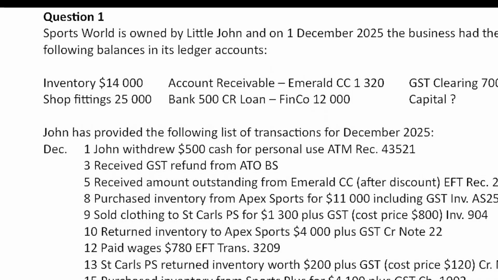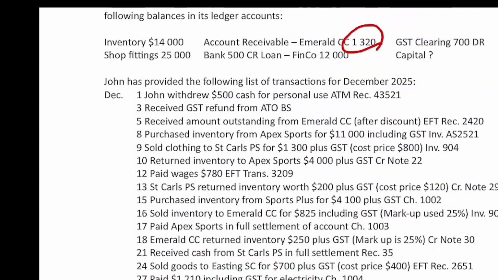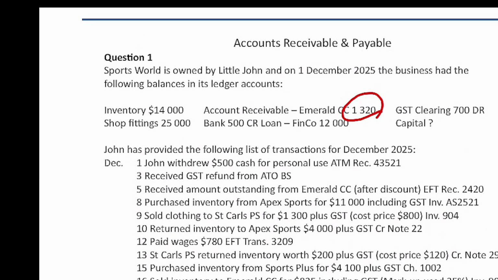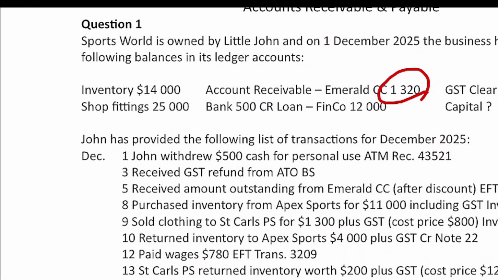So what is the double entry? How much is the amount owing from Emerald CC? 1320. Is there any discount for them? There is, but this is after discount, right? After discount. How do we know? It says after discount. So that means no discount applied for Emerald CC. Right? What's the double entry?